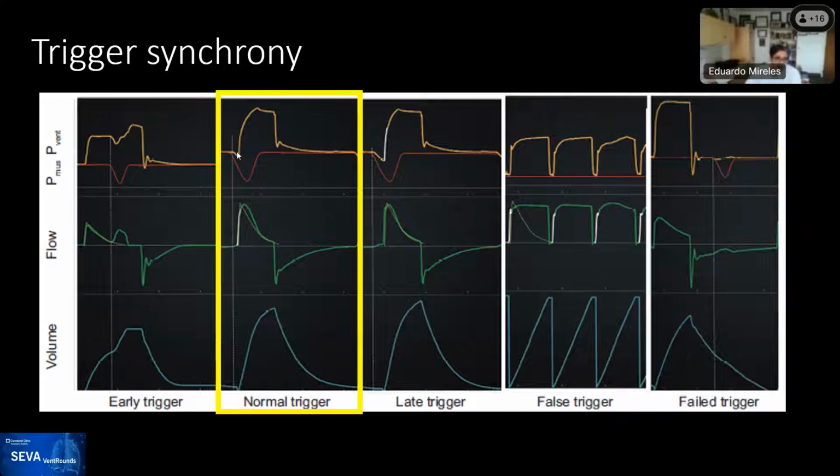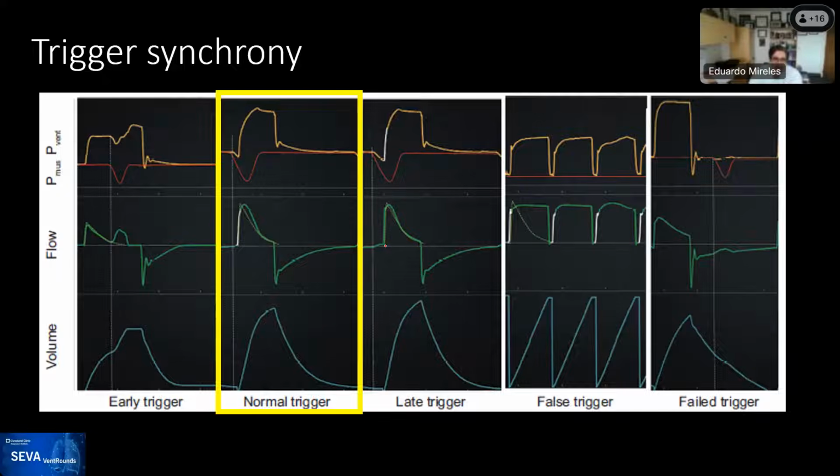In comparison, a late trigger is one in which there is PMOS activity, and you can see that it takes a fair amount of time for the flow to cross over above the baseline, and it takes a fair amount of time for the system to pressurize. So this would be consistent with a late trigger. It occurs later than what it should have happened.